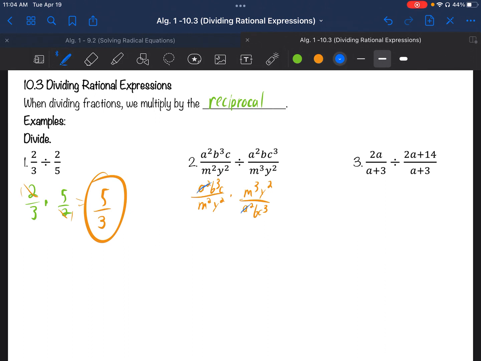A squared and A squared both reduce to 1. B cubed becomes B squared, and B just becomes 1. C becomes 1, and C cubed becomes C squared. M squared becomes 1, and M cubed becomes M. Y squared and Y squared just reduce to 1 each.